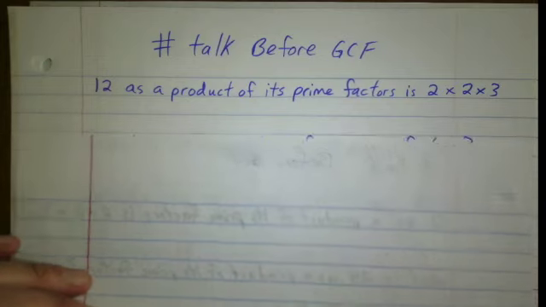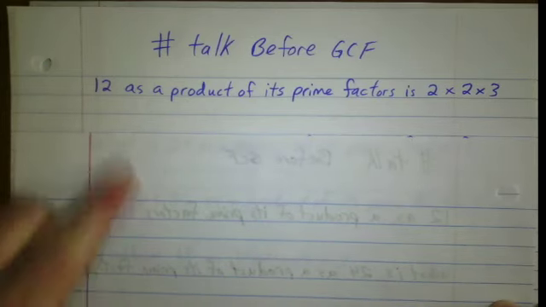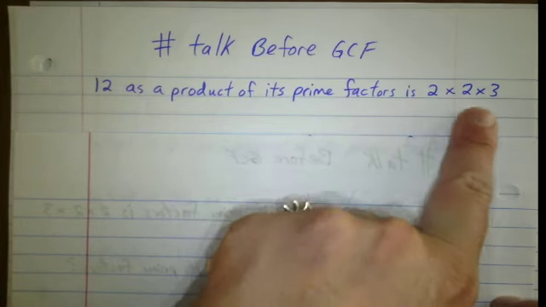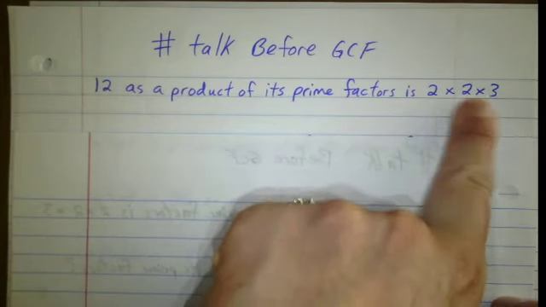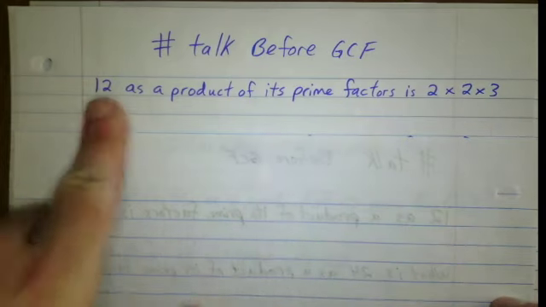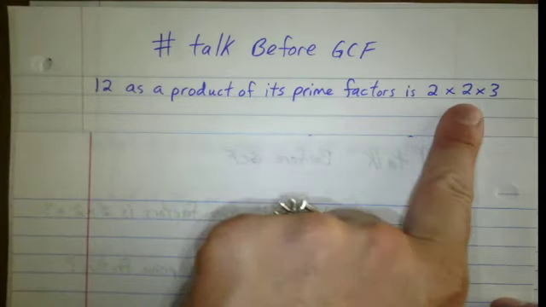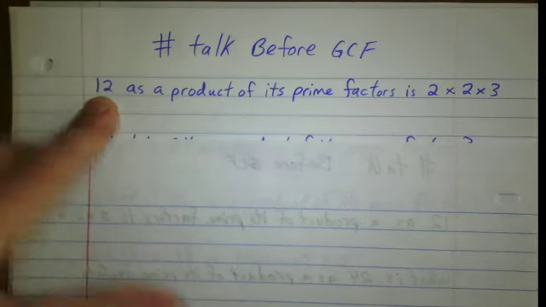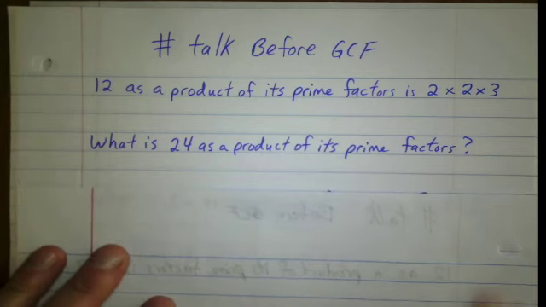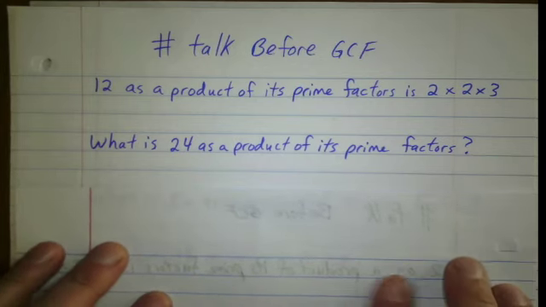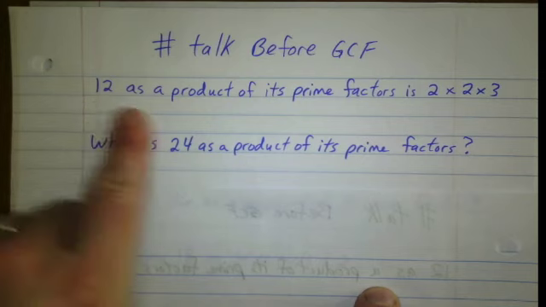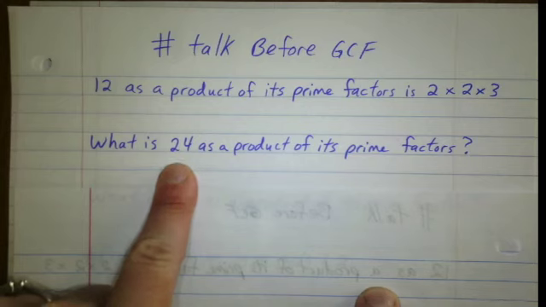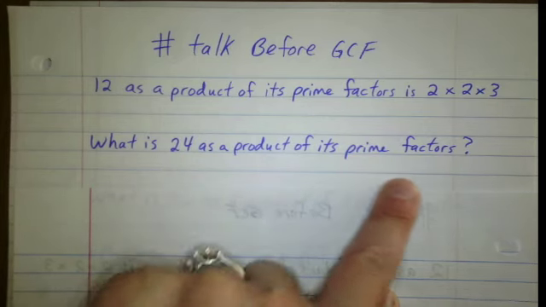So the first example that I have here is 12 as a product of its prime factors is 2 times 2 times 3. And that works because these are all prime numbers and they're all factors that you can multiply to get 12. And 2 times 2 is 4. When you times that by 3, that equals 12. So looking at that, what do you notice about this statement here? Well, if 12 as a product of its prime factors is 2 times 2 times 3, then what is 24 as a product of its prime factors?